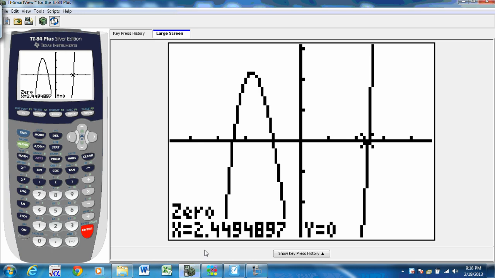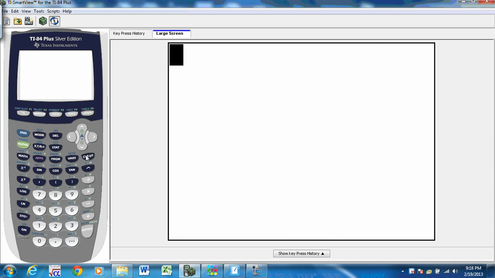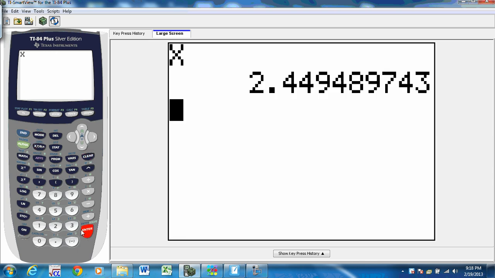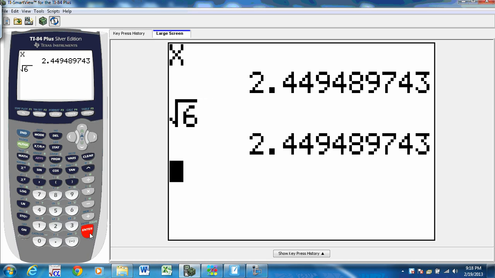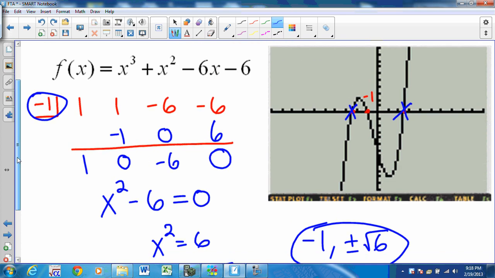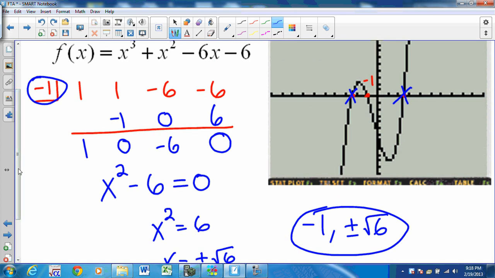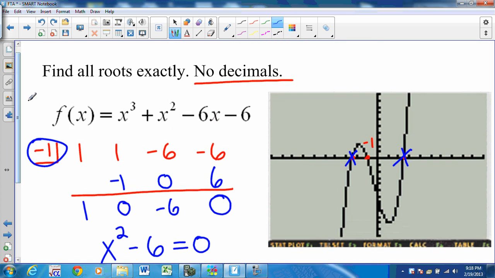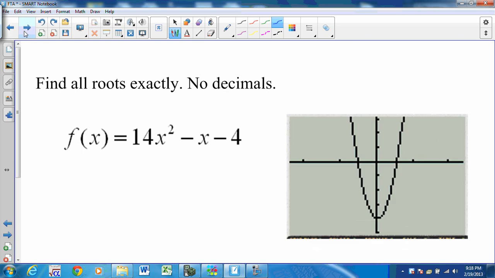Now on our calculator, we found this root to be 2.4494. So let's check. We got that to be our root. If I check and say, well, what is the square root of 6? I get the same answer. So now I'm pretty confident that we did that one right. So you can check your answers on the calculator, but we want our answers with no decimals and to find exactly the roots. Let's look at another one.